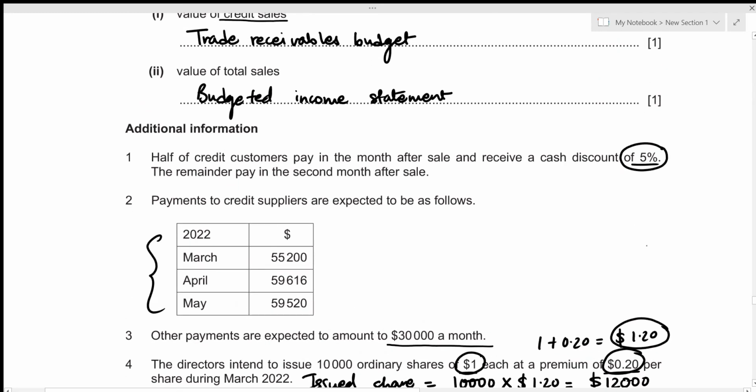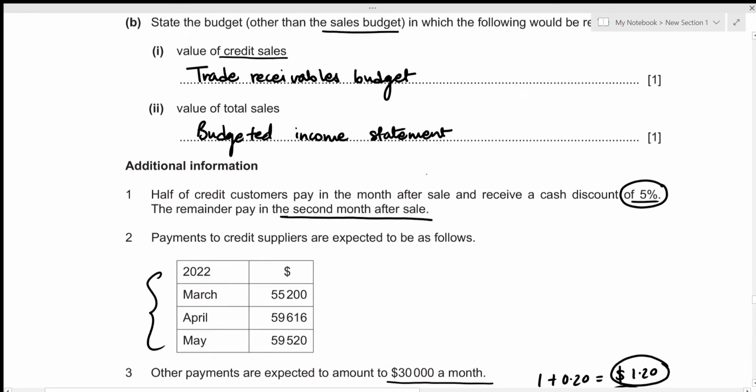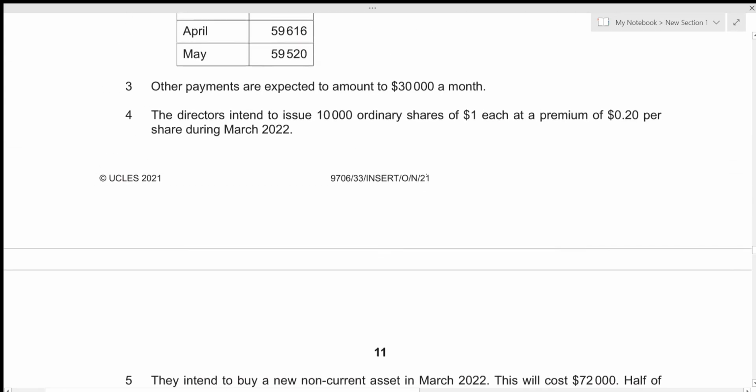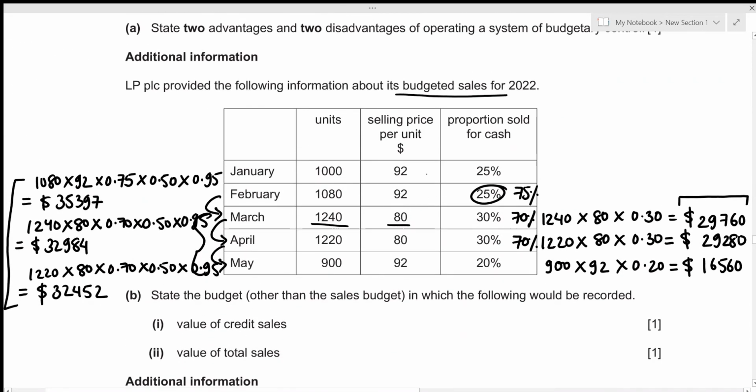Okay, let's have a look at the above information again. We only paid half of the credit sales, right? Then the remaining half is to be paid in the second month after sale. Let's have a look at our sales budget again. So if we're making sales in the month of January, then half of the credit sale is paid in February, which we already wrote down. Then the second half is to be paid in the month of March. And this amount is to be paid without receiving any sort of discounts, right?